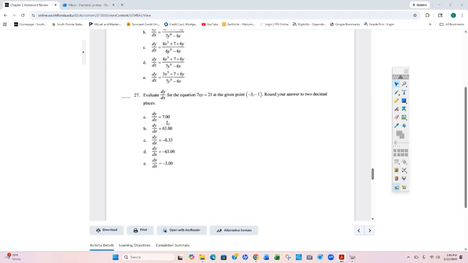A, dy dx equals 7.00. B, dy dx equals 63.00. C, dy dx equals -0.33. D, dy dx equals -63.00. E, dy dx equals -3.00. The correct answer is C.